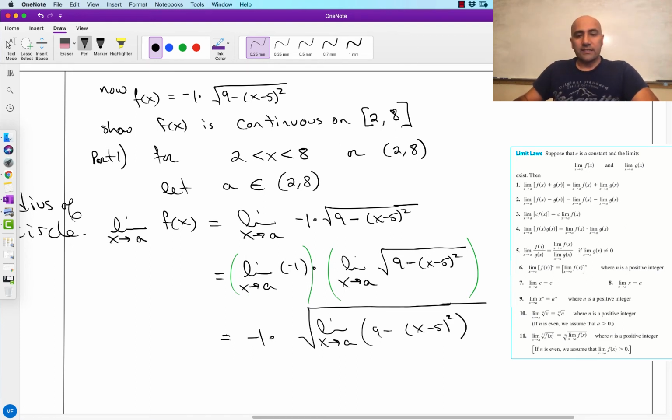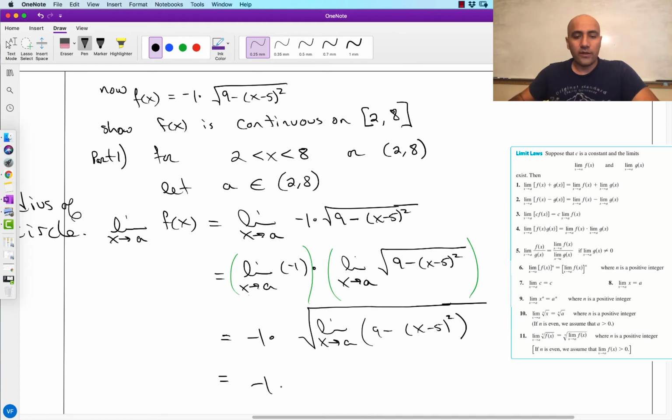Okay, so we can bring it inside the root as long as we don't cause any problems, right? Ultimately, the value inside the root has to be positive, and that's because this is an even root, a square root. So we just have to keep in mind that this limit must be positive in order for this to work out. We'll circle back to that when we're done and confirm that seems to be true.